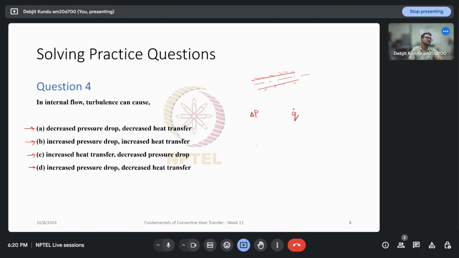So there are four options. I'll write them down here. So option A says both of them decrease. So this decreases, this also decreases. Option B says both increase. So this increases, this also increases. Option C says increased heat transfer but decreased pressure drop. And option D says increased pressure drop but decreased heat transfer. Which one do you think will be caused due to turbulence?